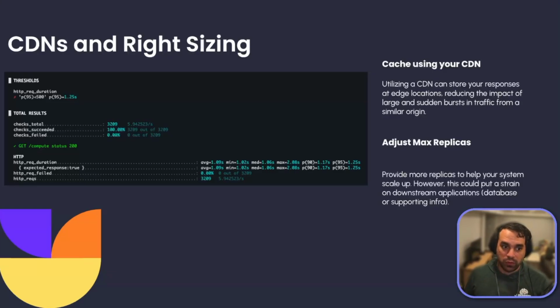So what can you do about it? CDNs and cluster right sizing. If we hadn't disabled our CloudFront, we wouldn't have seen any of that load. Because it's originating from the same origin, it would have just served the cached version, and it would never have hit our API. So we wouldn't even have seen the spike. And so utilizing a CDN is the number one way to avoid something like this.